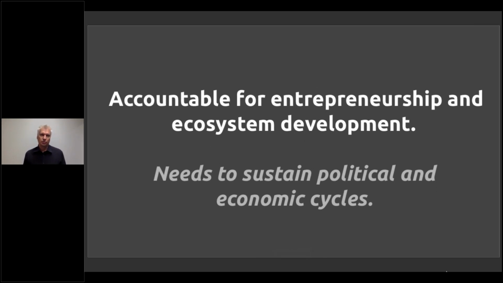So the ecosystem operator is accountable for entrepreneurship and ecosystem development, but it needs to sustain political and economic cycles. So that's why the structure needs to be created so that it has a strong and broad and wide mandate, but that it also has sustainable resources to perform its responsibility as a neutral actor for the ecosystem.